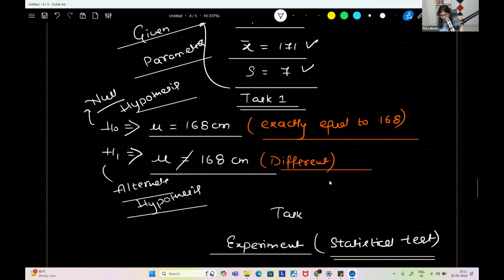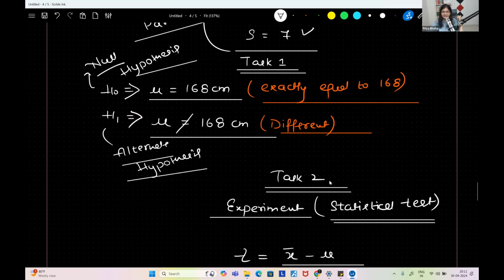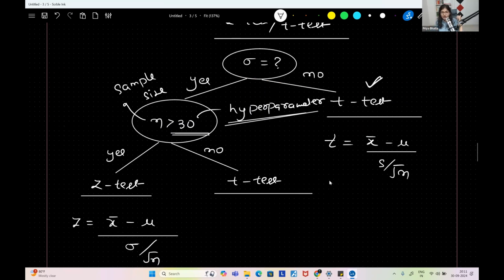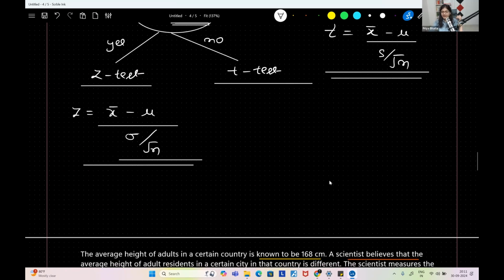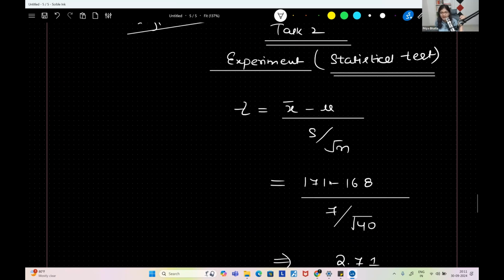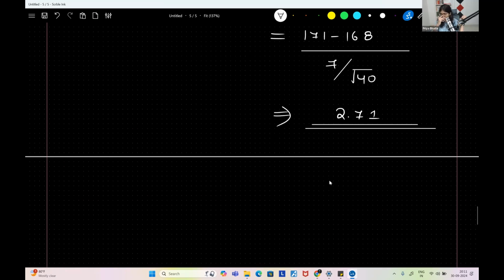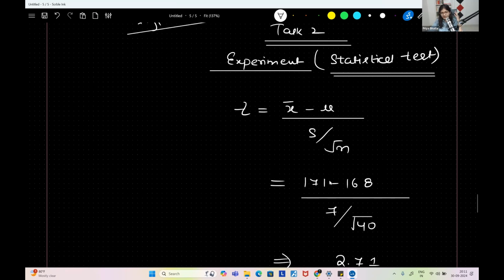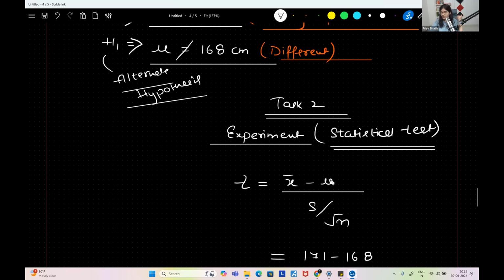Task number 2 is to evaluate which kind of statistical test we should apply. There is a flow for this. When the value of sigma is not available, directly go with the t-test. If the value of sigma is available, check the size of the sample. If it is more than 30, go with the z-test, otherwise go with the t-test. The formula to evaluate the z and t value is mentioned here. In our problem, the value of sigma is not available, so we went with the t value, which is x bar minus mu upon s upon square root of n. We used this formula and got the value of t as 2.71. Are the two tasks we have done in this numerical problem clear now, everyone?